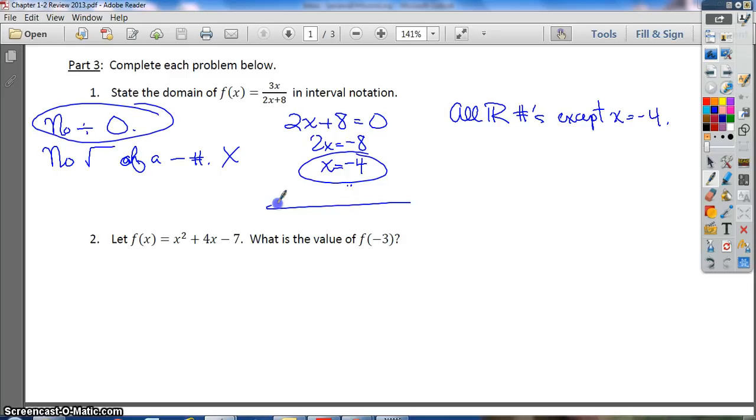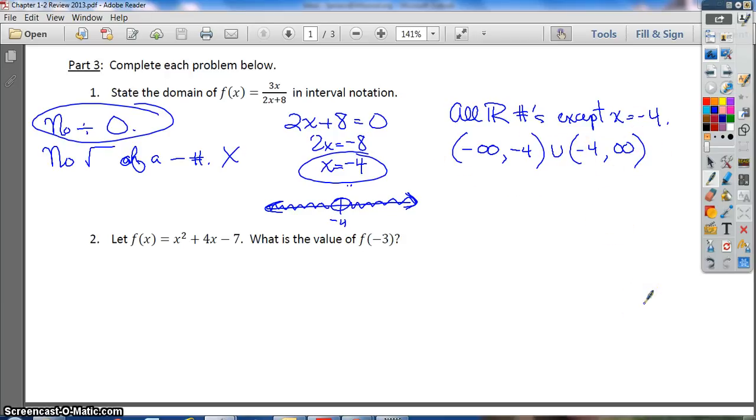Well, think of it like this. This is a number line. Everything will work on this number line except for this guy at negative 4. So if you put that in interval notation, you would start at negative infinity, go up to negative 4, stop at negative 4, and then jump on negative 4 again and go to positive infinity. So what this says here is everything works but negative 4.